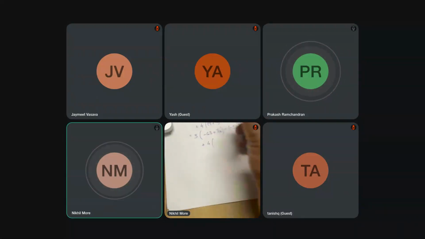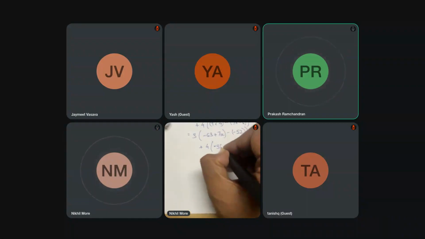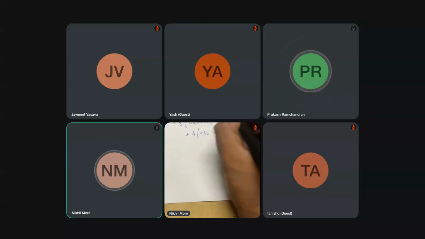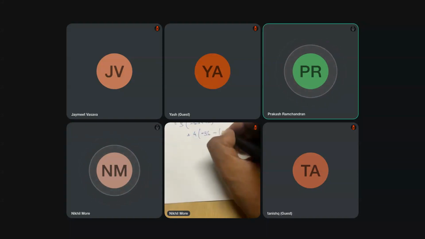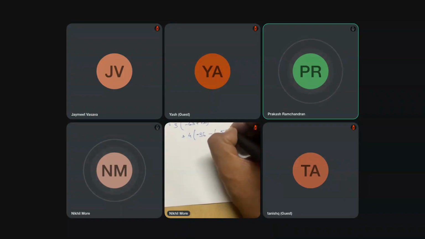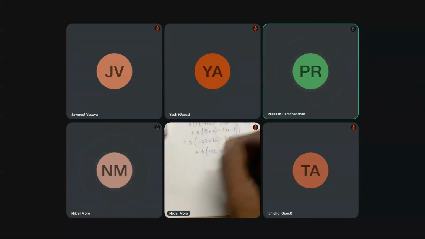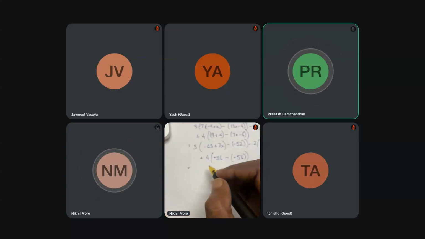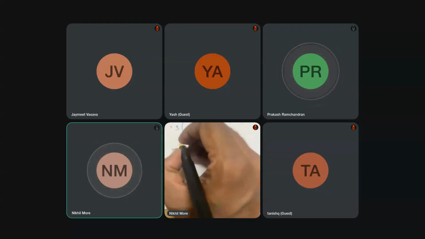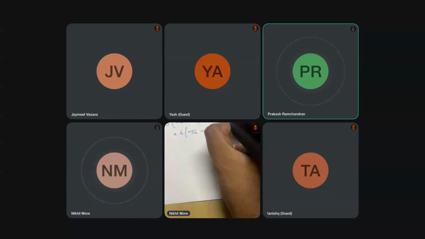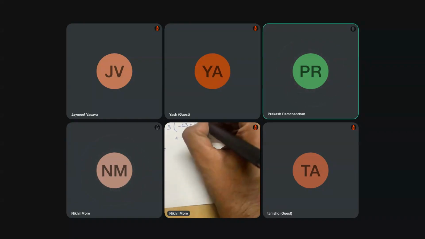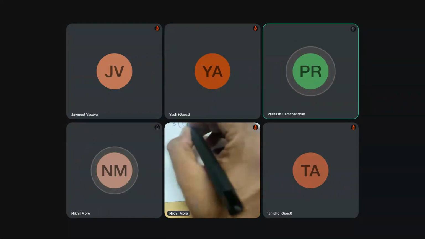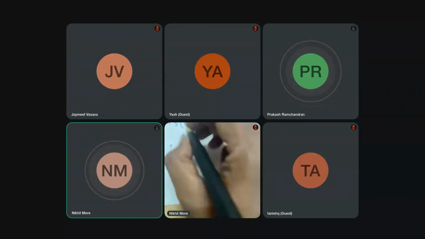4 into 9, 4 is 36. So this gives me minus 36, minus 56. We just solve it. It is just basic mathematics over here. So overall, what does it come out to? It will come out to something. We will have to just solve for it.